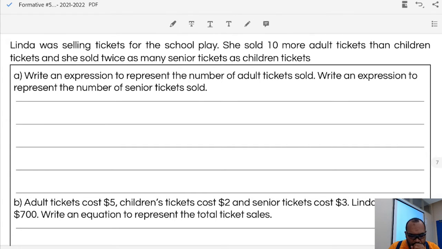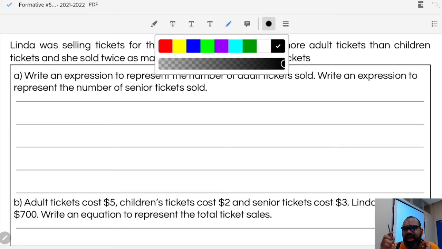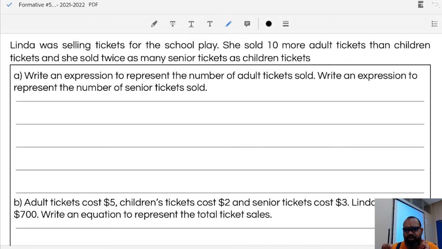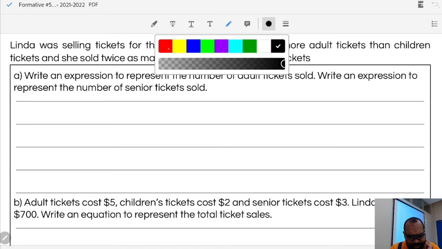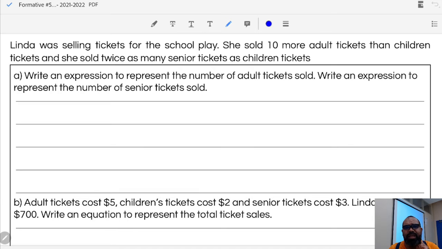Great. Let's go again. Linda was selling tickets. Guys, I really would like to have pencil colors to help you in the formative or summative. Why, mister? Take a look here, guys. Why pencil color helps so much in these activities. Linda was selling tickets for the school play. She sold 10 more adult tickets than children.